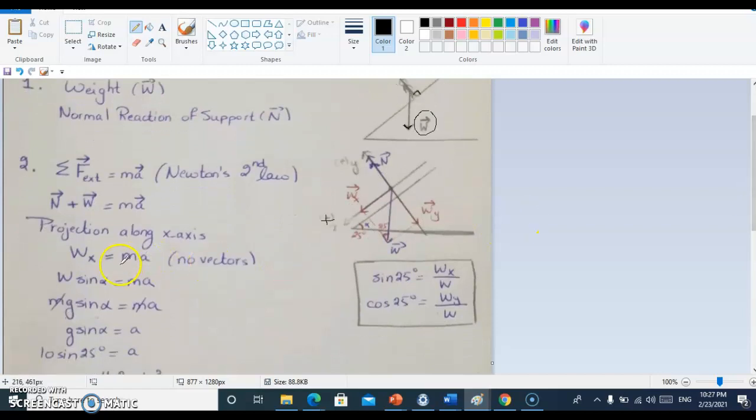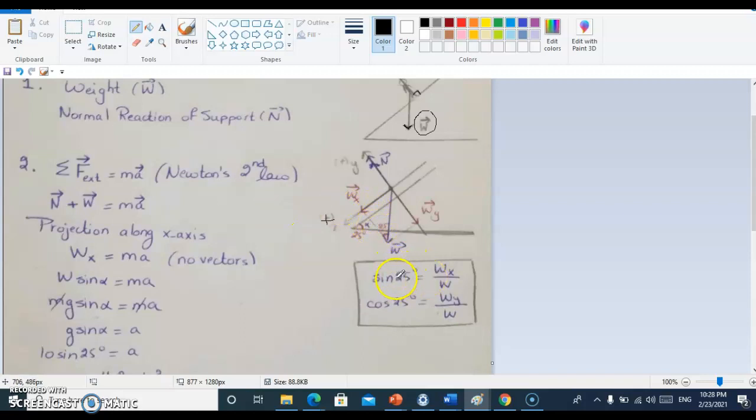It is first Wx equals ma, not W. If you write W alone, this is wrong. This means that you're considering the whole force, including its x and y components, the magnitude of the whole force. And this is wrong. We only consider the x component of the weight. So Wx, which is equal to W sine alpha. Alpha is 25 degrees here.